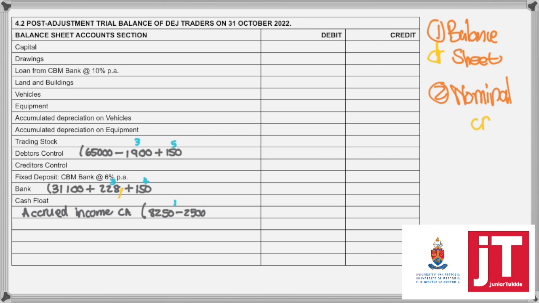Then adjustment number 6 is the prepaid expense of water and electricity. So we're going to debit prepaid expenses in the balance sheet section and credit water and electricity in the nominal section.